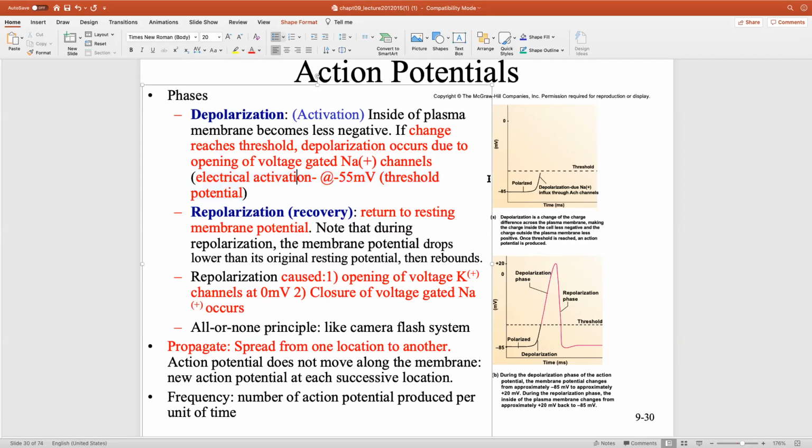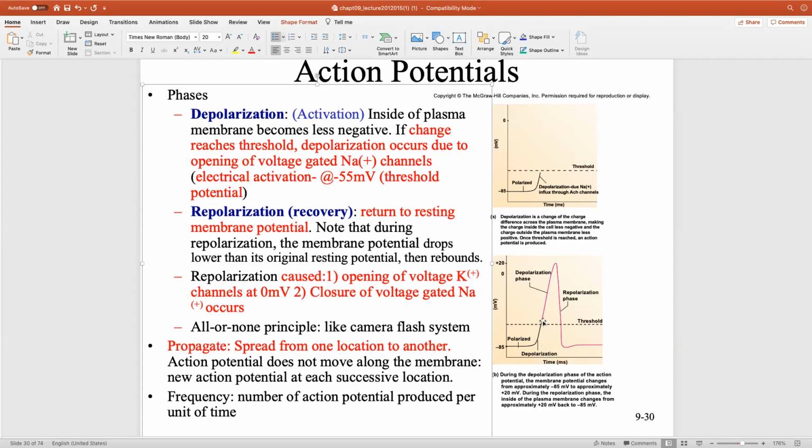Now, if you don't hit minus 55 millivolts, you hit minus 56 millivolts and go back down. Well, you don't hit threshold, you don't open the voltage-gated sodium channels. You don't have any muscle contraction at all. Not a twitch, nothing. This is all or none. So if you hit threshold, then you'll at least have a twitch contraction. If you don't hit threshold, you go all the way back down.